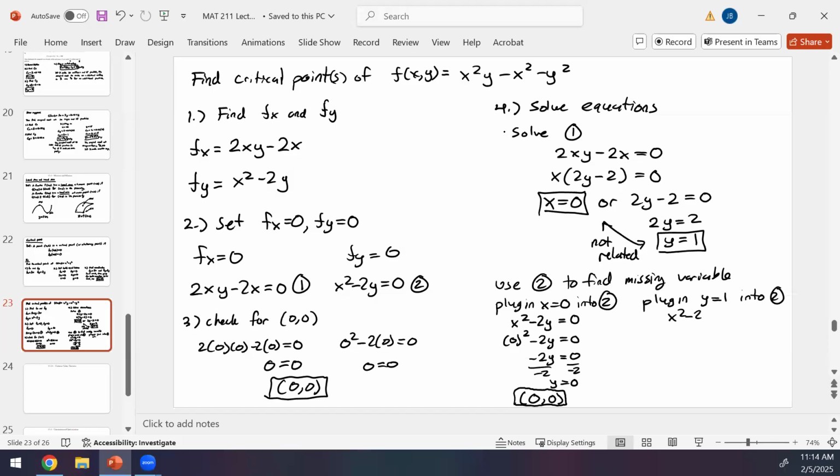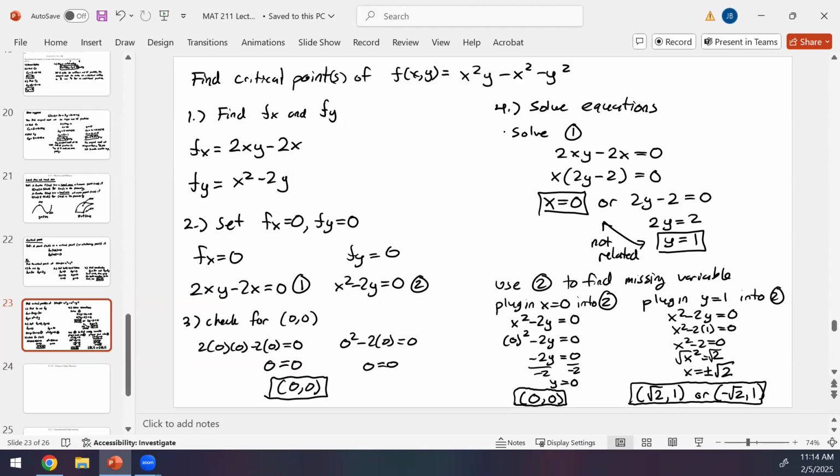So x squared minus 2y equals 0. x squared minus 2 times 1 equals 0. x squared minus 2 equals 0. You could use the quadratic formula, you could factor this, or you could move the 2 over and take the square root of both sides, and I get x equals plus or minus the square root of 2. And so this just tells me when y is equal to 1, my x value is either square root of 2 or negative square root of 2. But they both have the same y value of 1.